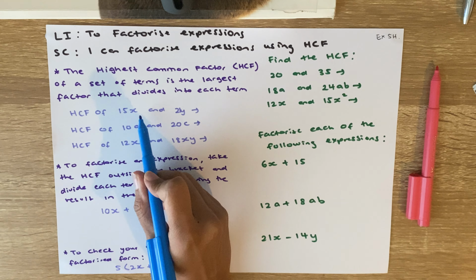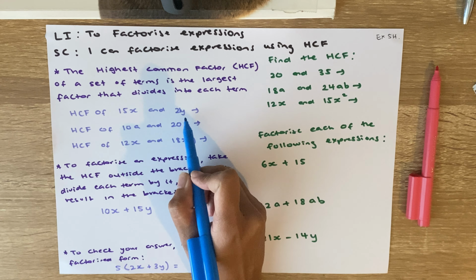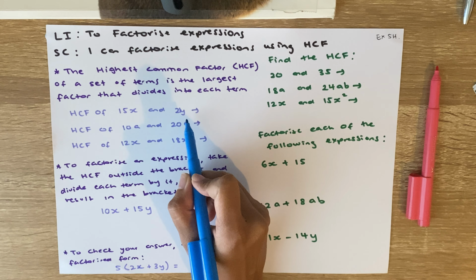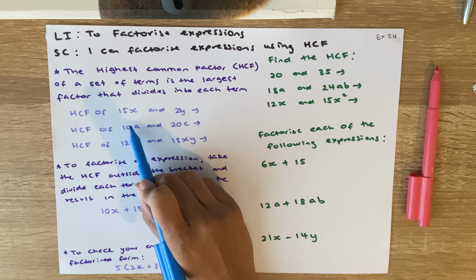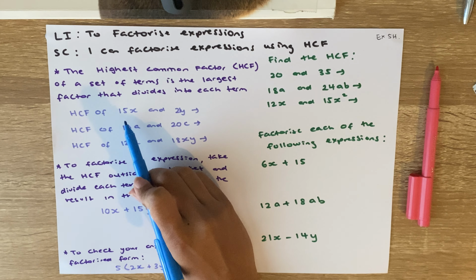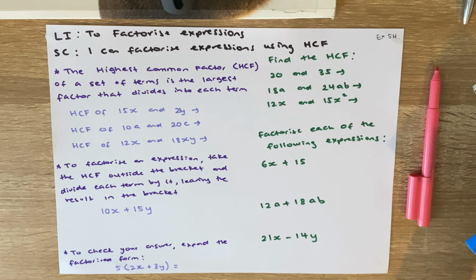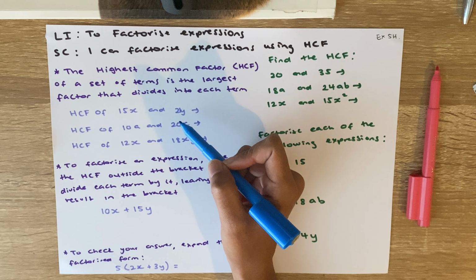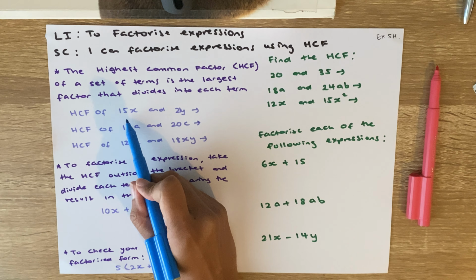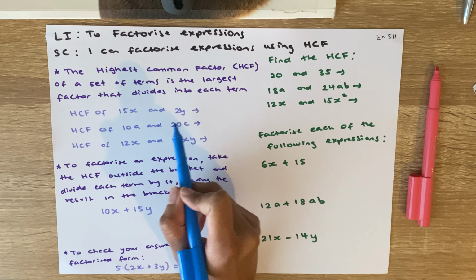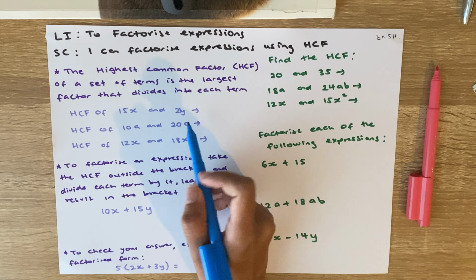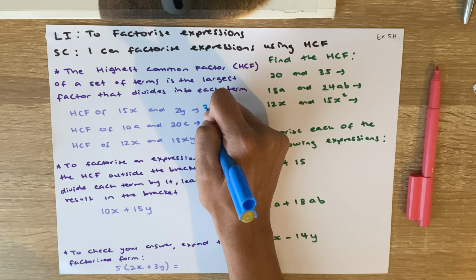So if we look here, we've got 15x and we've got 21y. Now we need to see what number can go into both of those. So 15 and 21. What number can go into 15 and 21? Well, the answer is 3. 3 goes into 15 5 times. 3 goes into 21 7 times. So the answer is 3.